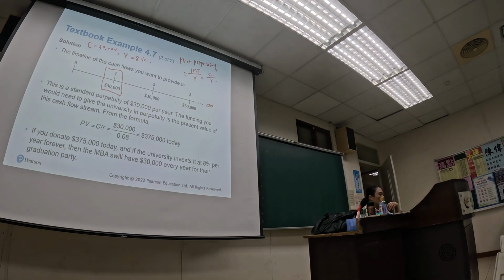Okay, so if you are able to figure out these variables, you can apply them into the formula. PV of perpetuity would equal C over R, 30,000 divided by 0.08. So this is the total amount of money you should donate today to be able to get 30,000 payment for the rest of the years and last forever. Okay, 375,000. That's the PV of the perpetuity. Are we okay so far? Yeah?